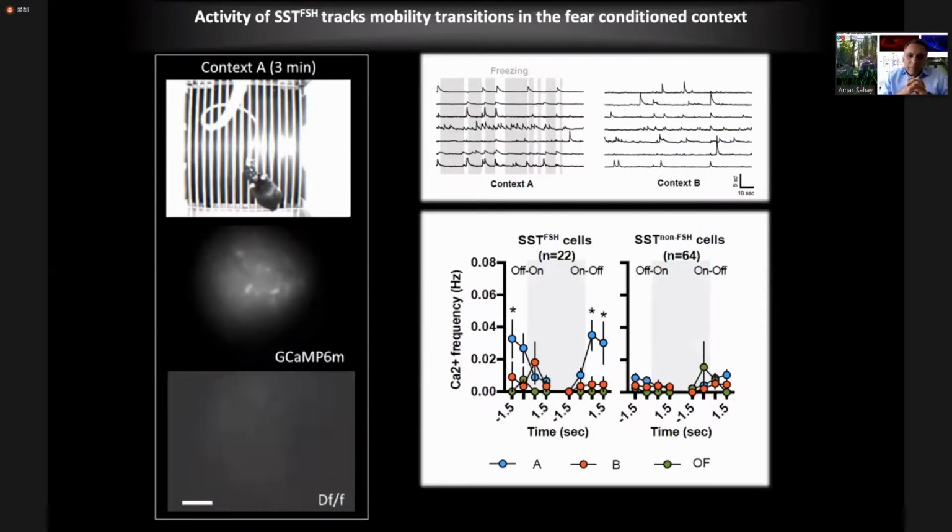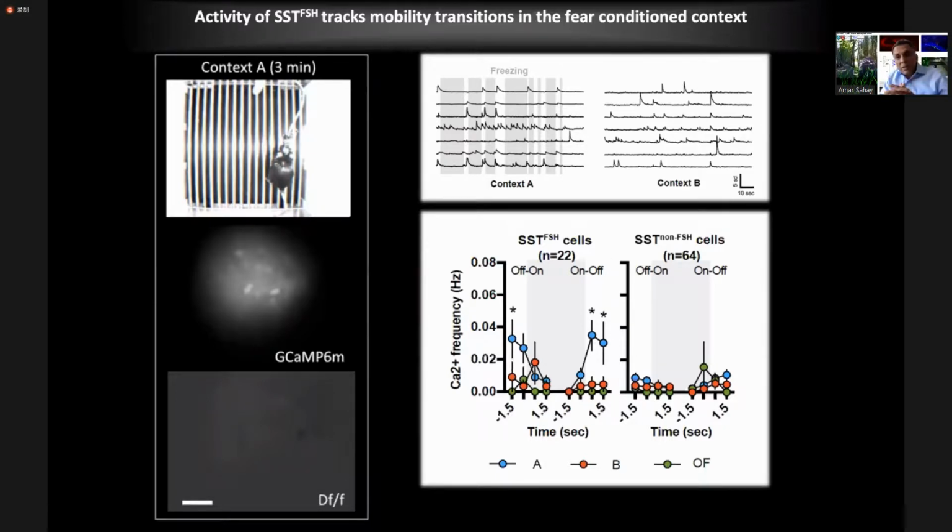When Antoine did that, what we found is that the somatostatin foot shock sensitive cells that we had identified, their activity tracks the mobility-immobility transitions, behavioral state transitions, when animals were placed in this context where animals had to regulate their freezing levels and mobility levels to a much greater extent than they did in context B, for example, where the animals are very mobile. You can appreciate how the activity of the SST foot shock cells is high when the animals are moving, so not freezing. And when the animals begin to freeze, the activity of these cells ramps down. When the animals become mobile again, the activity of these cells ramps up.